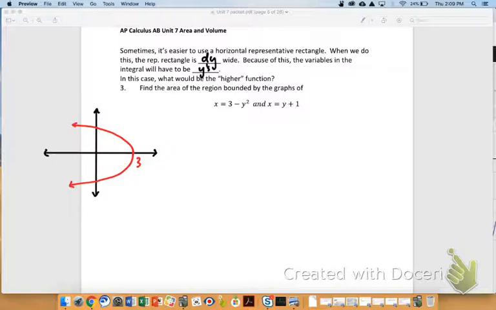What do you think the other graph is a graph of? It's just a line. In fact, this one would be pretty easy to just get it over into slope-intercept form. It's y equals x minus 1, right? So this graph would look about like that.